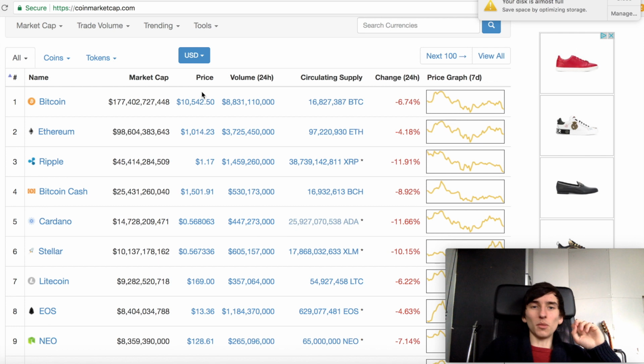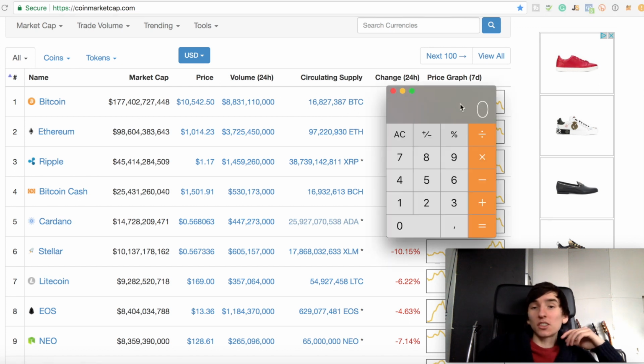Price is simply the price of each unit, and something can consist of several units, which Bitcoin does. Bitcoin consists of 16.8 million Bitcoins or units, and each unit costs over $10,000. So what market cap is, simply, if you take the price and multiply that by the supply, you get the market cap. So let's try this out.